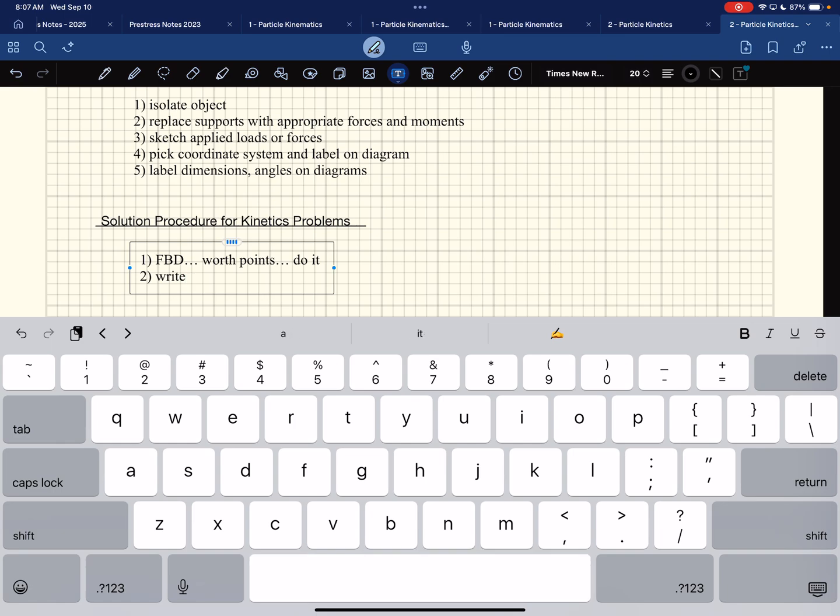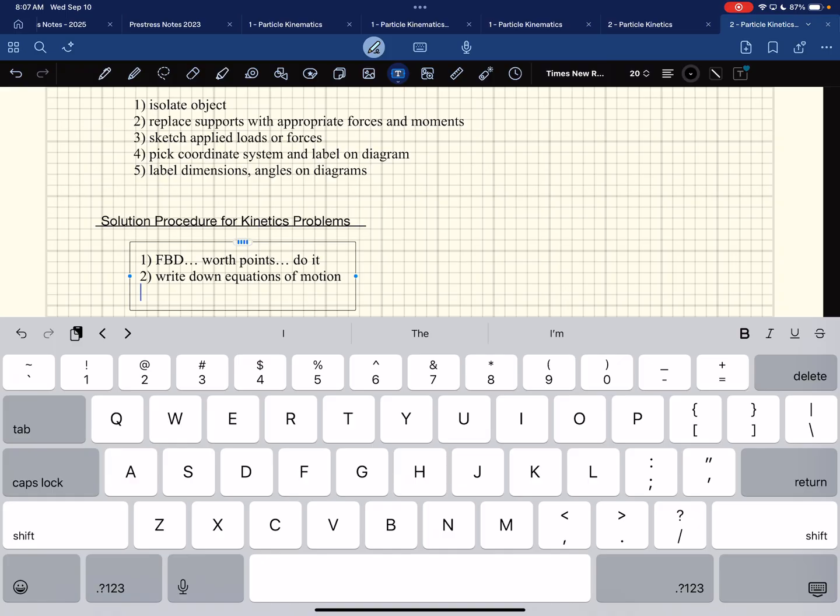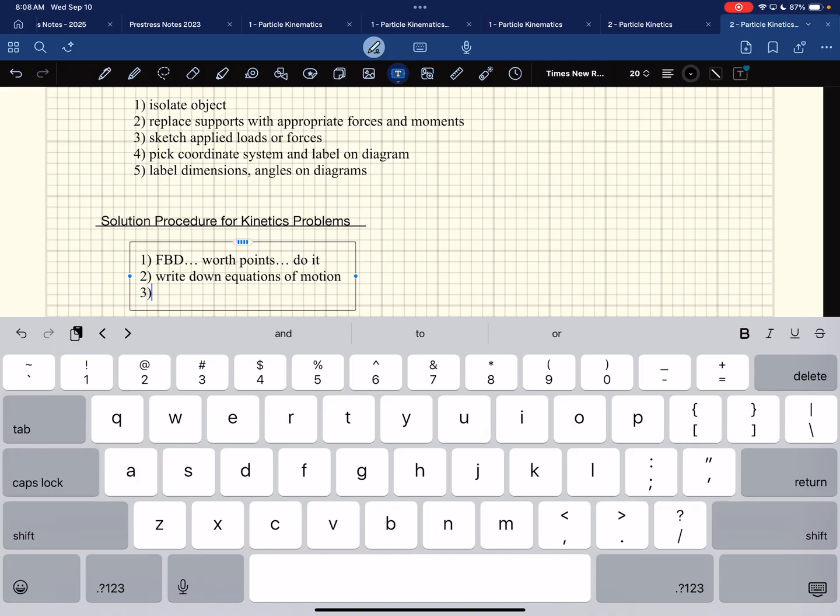Write down equations of motion. That's the second step. Those equations of motion that we had before, I write them out every time. Even if I don't need them, I just write them all out. Some of them will just go away, but I write them all down every time.